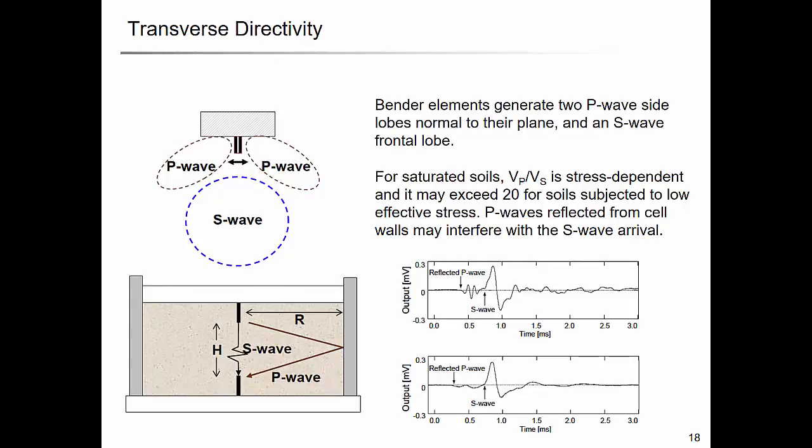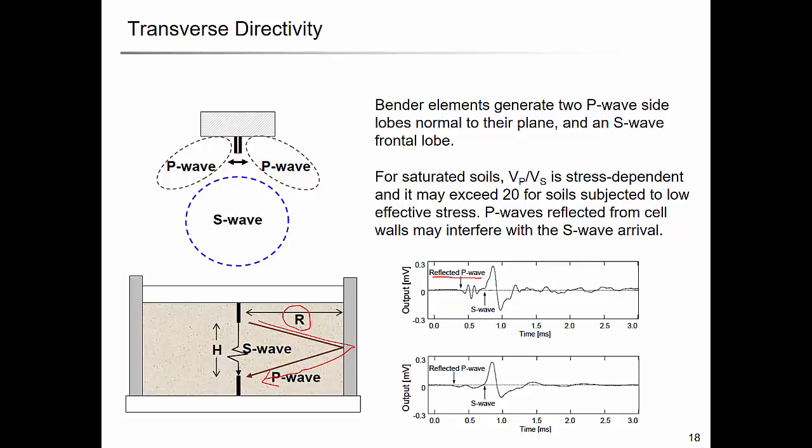So as I said, because it deflects like this, it generates the S wave in the vertical direction, and also it generates the P wave in the side direction. Right? And there could be a P wave reflected from the wall. P wave velocity is always faster than the S wave, right? So in the oedometric cell, to avoid the reflected P wave arrival, you can increase the R so that this will arrive after the S wave.